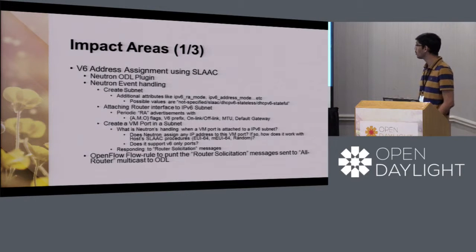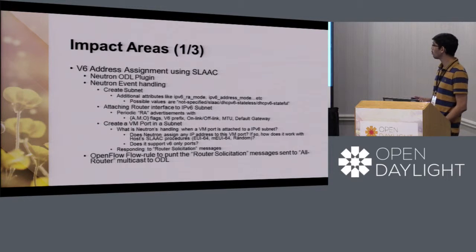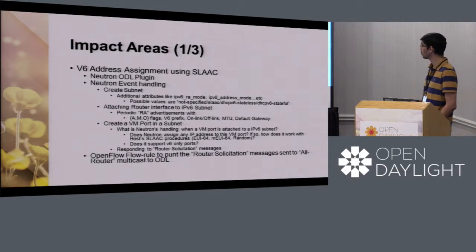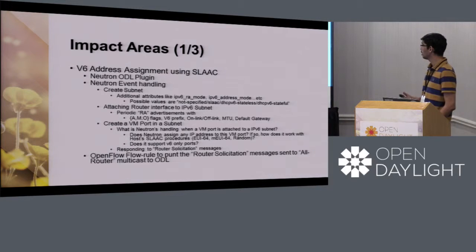Here are a few events that I have listed that require some special handling for IPv6. For example, when a subnet is created, we need to handle the additional attributes like IPv6 router advertisement mode and IPv6 address mode. These are the two attributes that will tell you what address assignment mode needs to be used by the host, either SLAAC based or DHCPv6 based. So this is one event that we need to handle on the OpenDaylight side.